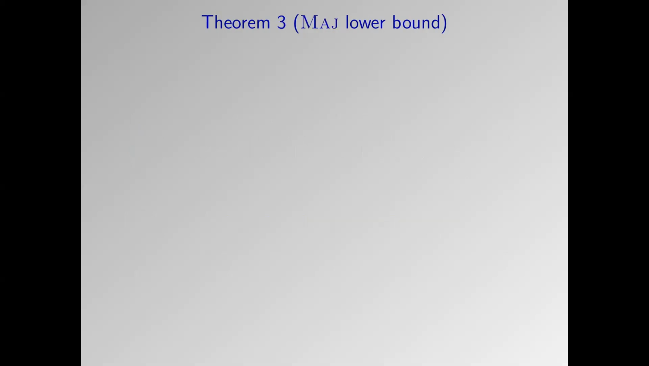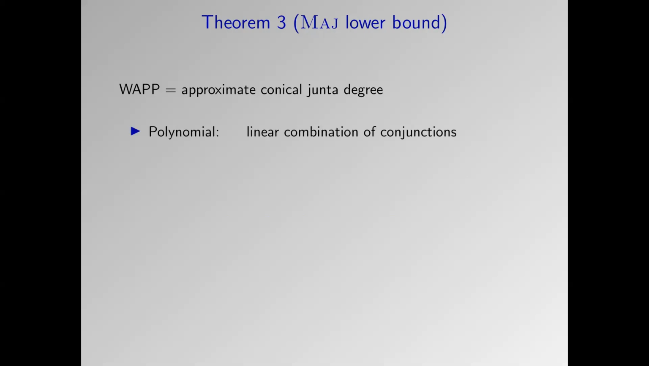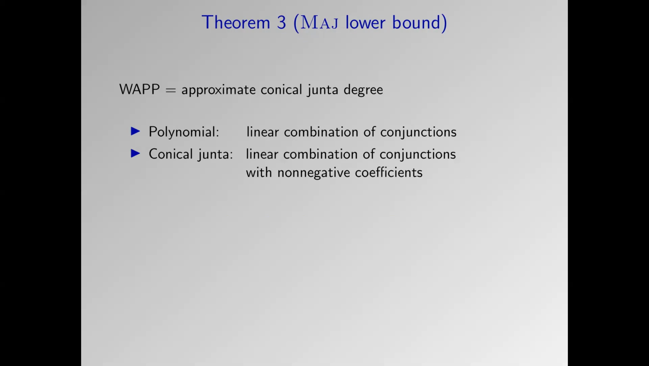For Theorem 3, I won't get into the proof, but I just want to quickly mention the relationship between our result and a phenomenon known as robustification of polynomials. Our lower bound holds for WAP query complexity, which is actually equivalent to something called approximate conical junta degree. Let me explain what that is by comparing to real polynomials. I'll sweep some details under the rug here, but you can think of a real polynomial as a linear combination of conjunctions. And then a conical junta is just a linear combination of conjunctions where all the coefficients have to be non-negative numbers.